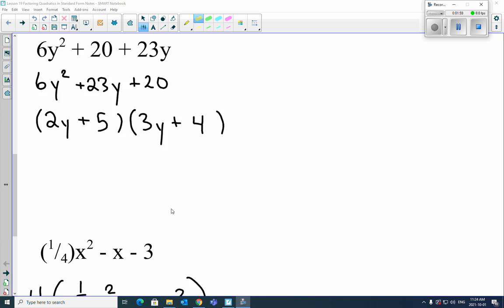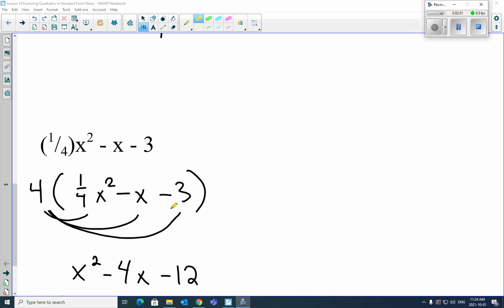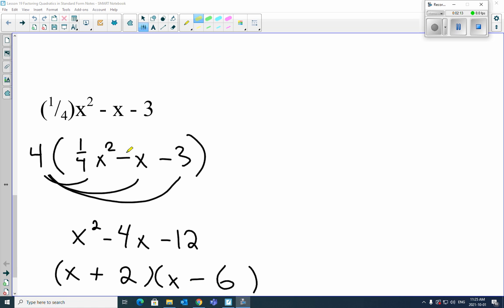Okay, what about this one? This is a weird one. You get a fraction in front of the x squared. Well, one of the easiest ways is if you times everything by 4. Get rid of the fraction if that helps. So if you put a 4 out here and multiply by 4, right? 4 times a quarter is just x squared, right? Negative x times 4 is negative 4x. 4 times negative 3 is negative 12.